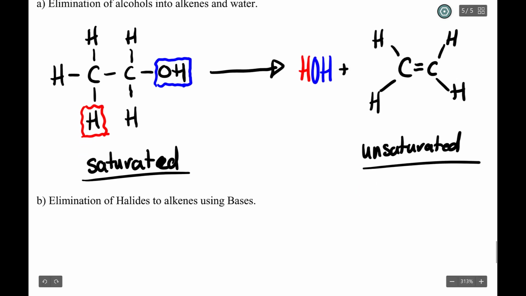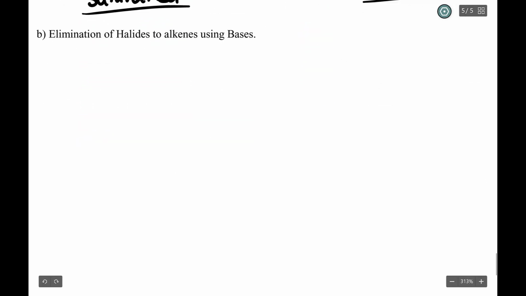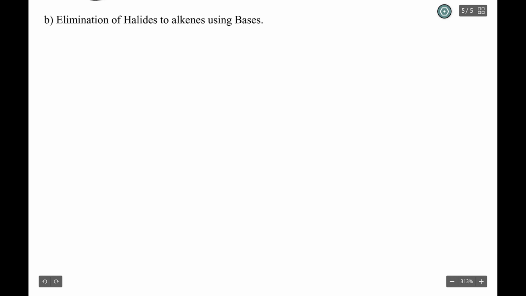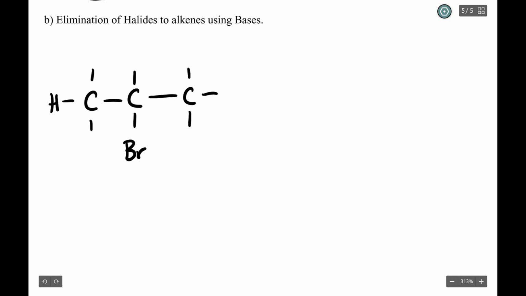Okay, the last one we're going to look at is a little bit more complicated. It's the elimination of a halide to an alkene using a base. Now, this kind of looks like maybe it's going to do a substitution, but it isn't. And I'm going to use something like, let's call it 2-bromopropane. Okay, so we'll have this, and I'm going to put some hydrogens in here so you can see what's going on.